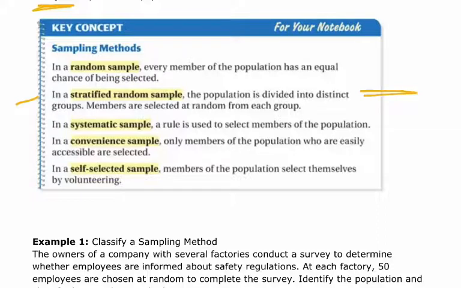So maybe I have my list in alphabetical order, and I'm going to pick every third person. That's my rule, every third person. So that would be systematic. Or maybe I just decide to pick everybody with a last name that starts with the letter T. That's my rule, starts with a T. So that would be known as a systematic sample.